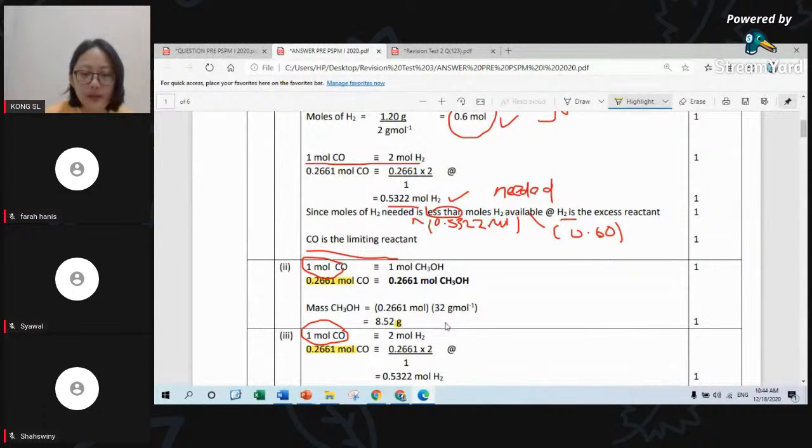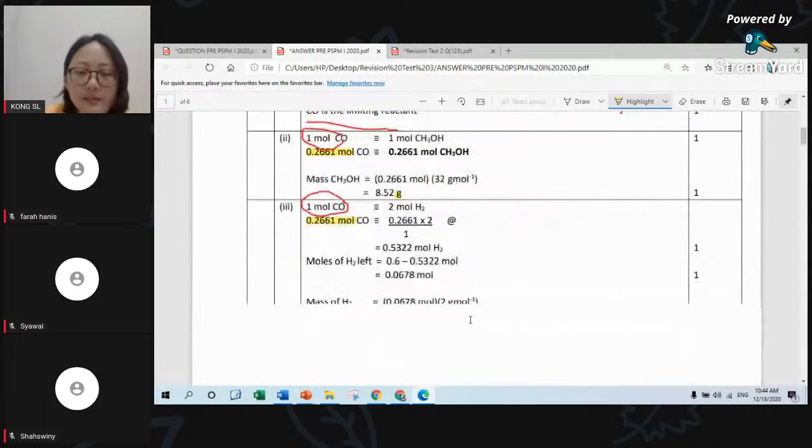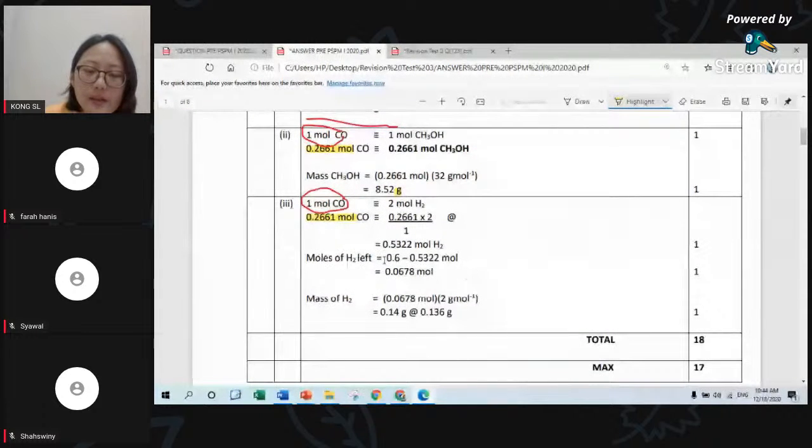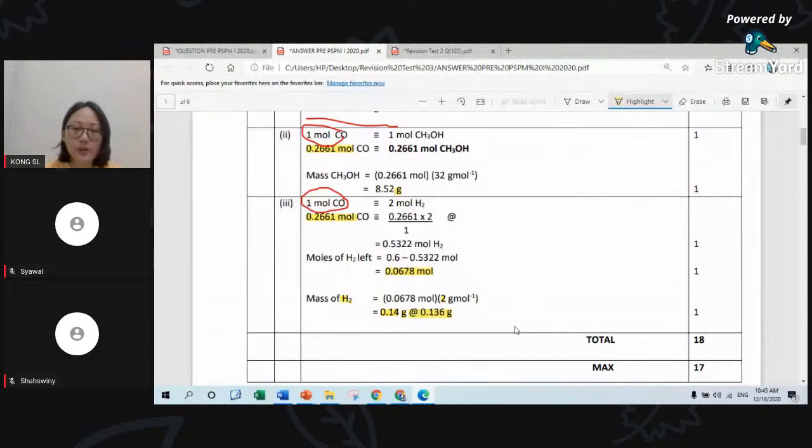The second question asks about excess. Excess. Given 0.6, needed 0.5322. So this is the excess number of mole. Hydrogen gas times 2, so this is the mass of the excess reactant. One more thing have to take note. Hydrogen, nitrogen, oxygen, chlorine, gas, all is diatomic. Always remember times 2. 16 times 2, 14 times 2, 35.5 times 2. Okay, done for question 1.